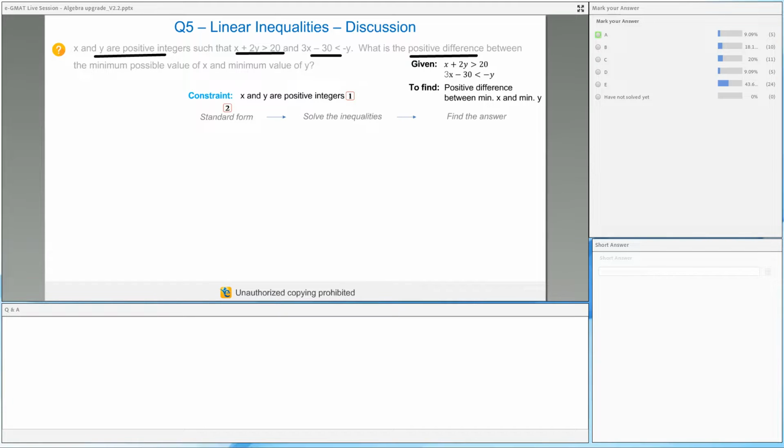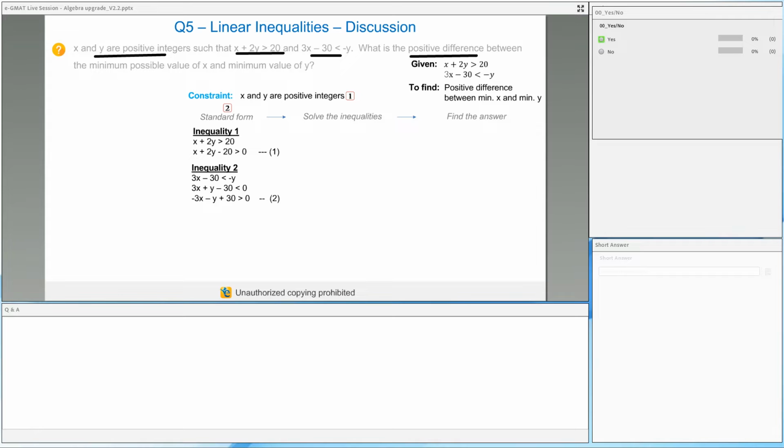What I'm going to do is use 3 simple steps to solve the question. First of all, as I told you, I'm going to bring everything on one side and keep the inequality sign the same, because it is easier to solve then. So I'm writing x plus 2y greater than 20 like this. Next, I'm going to look at the second equation and do the same thing. I'm going to bring all the variables and constants on one side and write it in this form. So I've taken minus 3x this side, minus 30 the other side, and I've written it like this. Do you have any doubt still here?